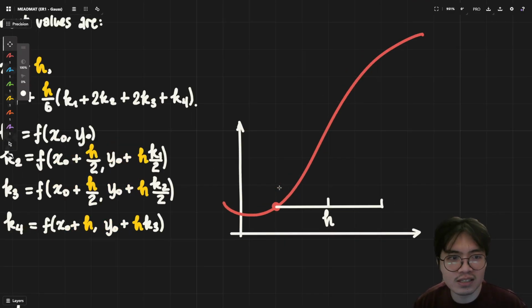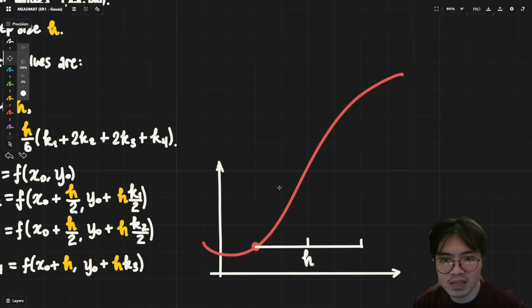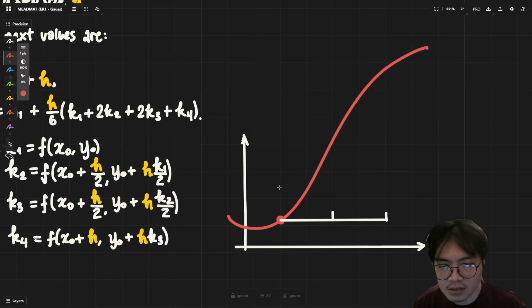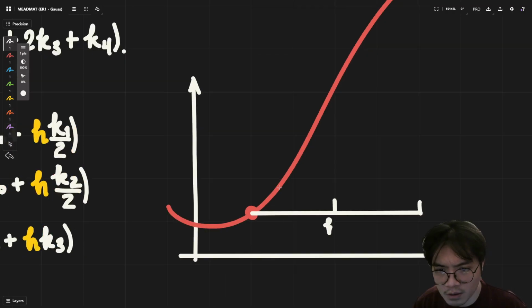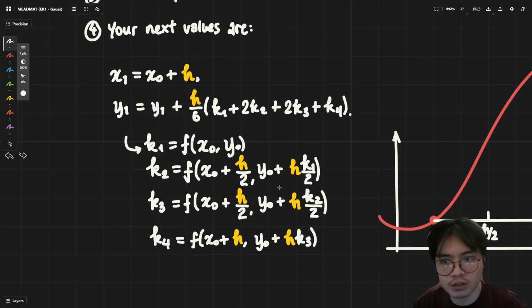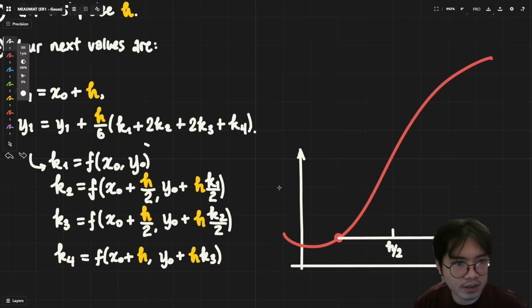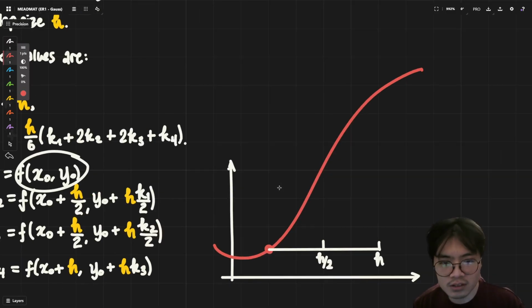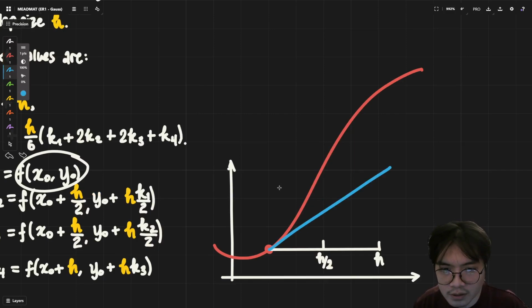What you will notice is that this first one right here will simulate this. You know what? Let's make this a little bit more clear. There you go. We will simulate this first slope, which is f of x0, y0. So we will simulate this slope like this. Maybe you should pick another color. Yeah, blue will work. Let's look at this one here. That will be your k1.